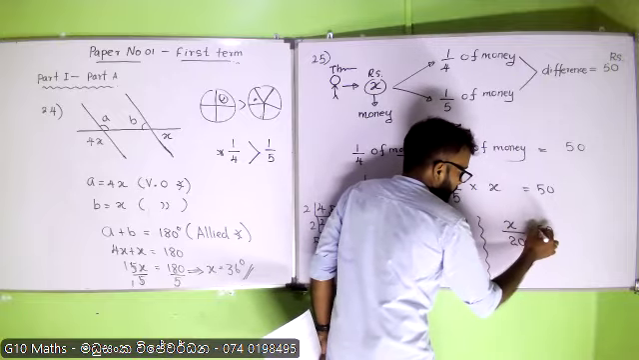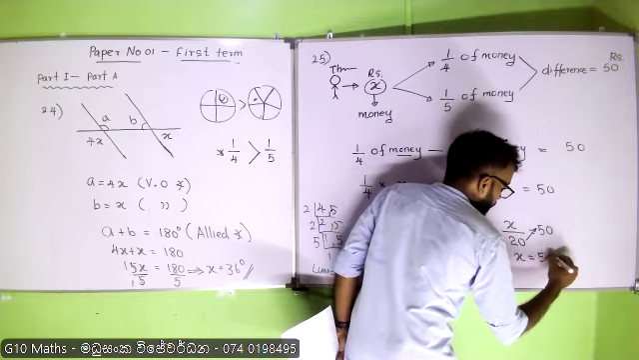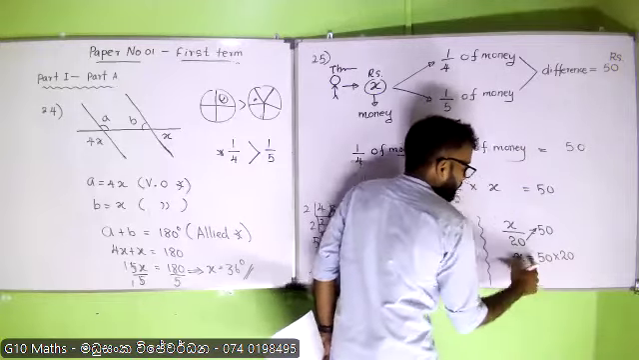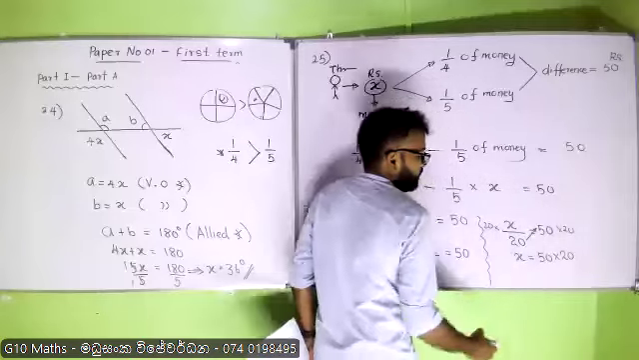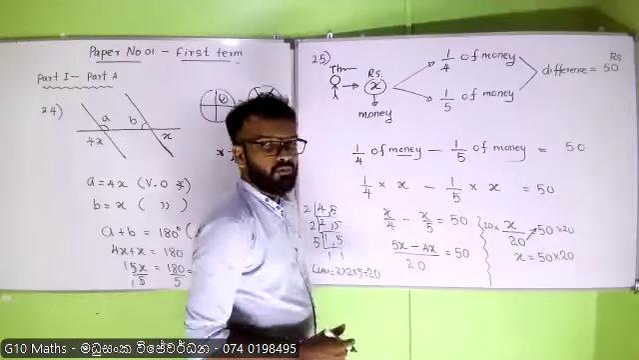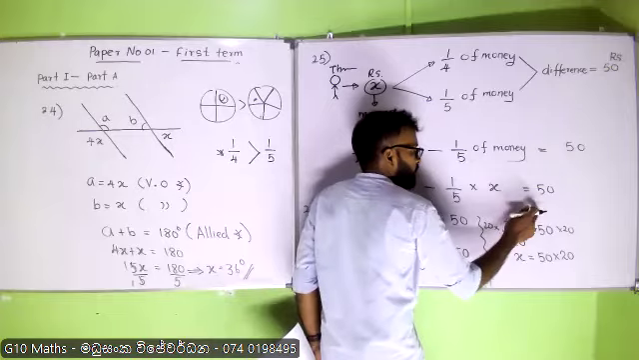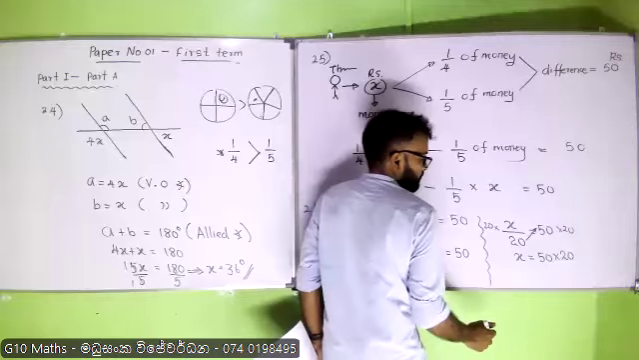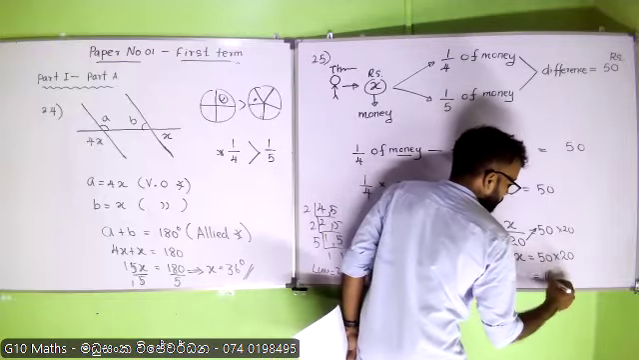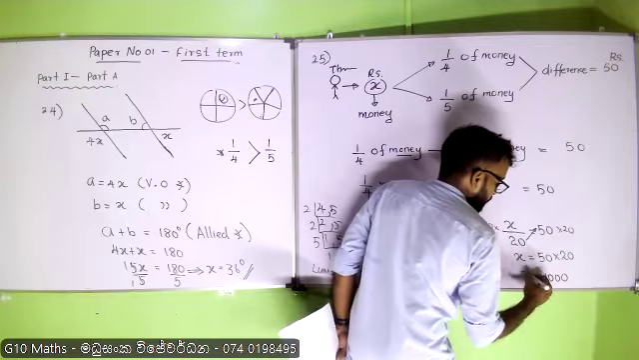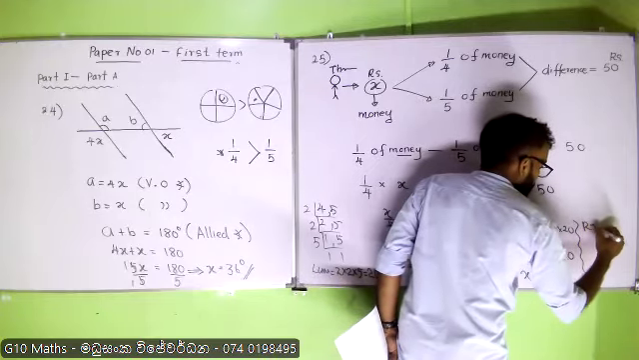So take 20 to the numerator of the other side. X equals 50 multiplied by 20. What I have done is multiply this side by 20 and that side by 20, but no need to waste your time on that. Directly take the denominator value on the left hand side to the numerator of the other side. 50 into 20, 1000. So the money Taraka has is 1000 rupees.